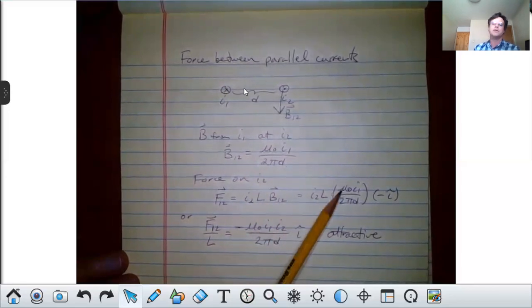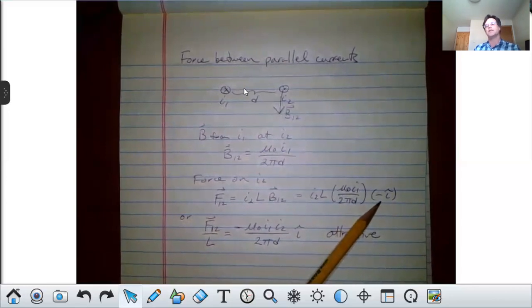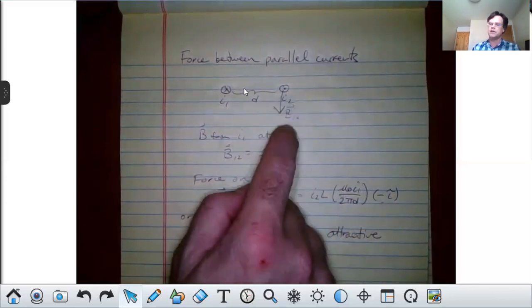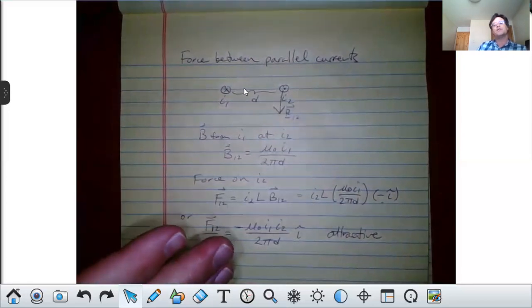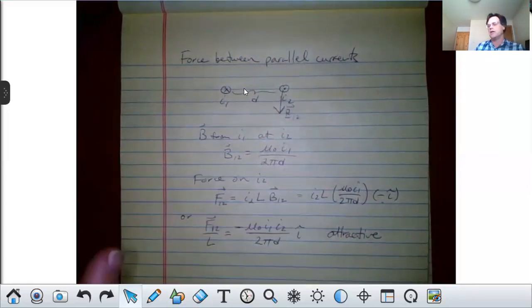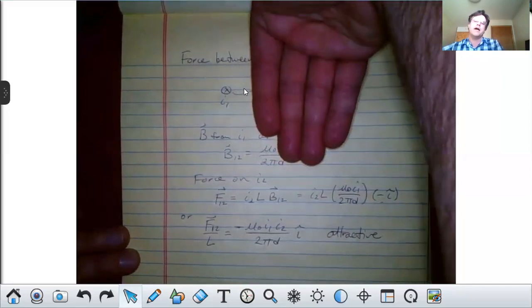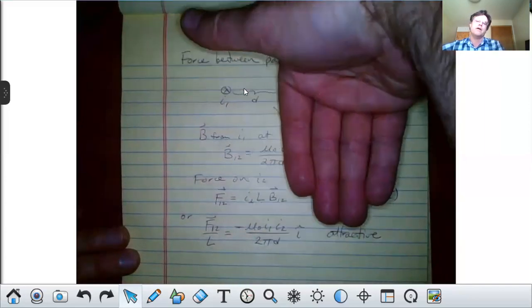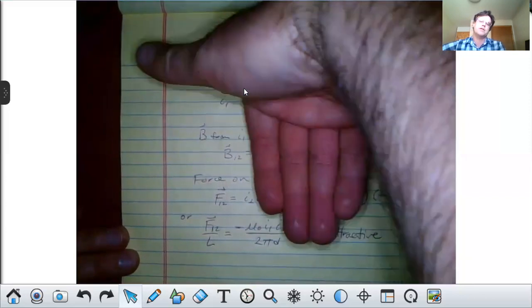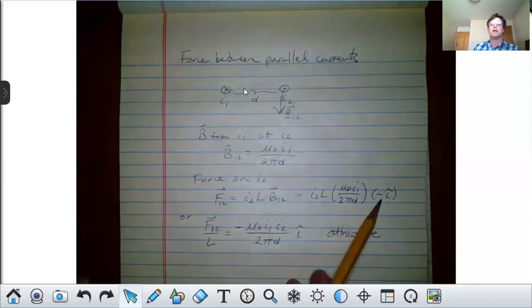So plugging in B12 here, I notice the force is in the negative x direction. Okay, I've got the field going down. To get the direction of the force, I've got to go back and use my first right-hand rule. Fingers are going down, palm is out, right? The field's coming out of the page, so my force is that way, to the left, in the negative x direction.